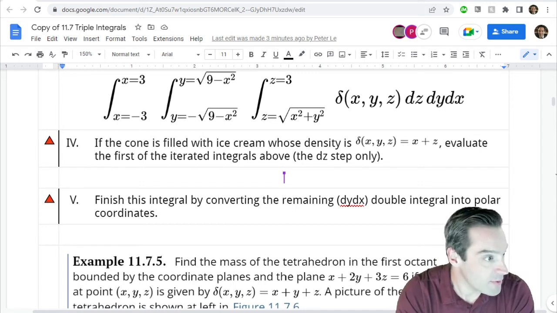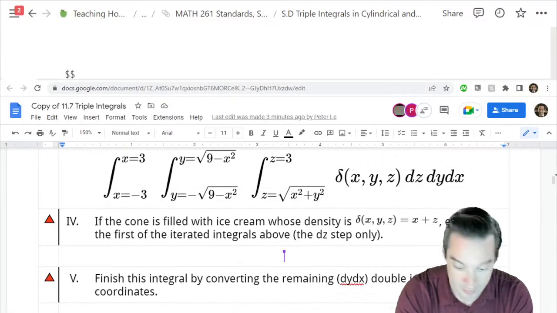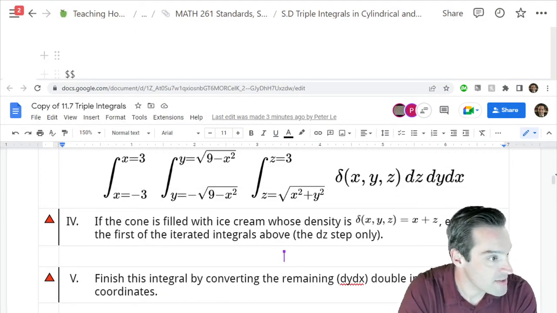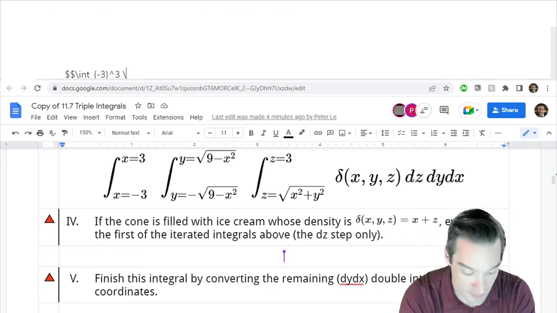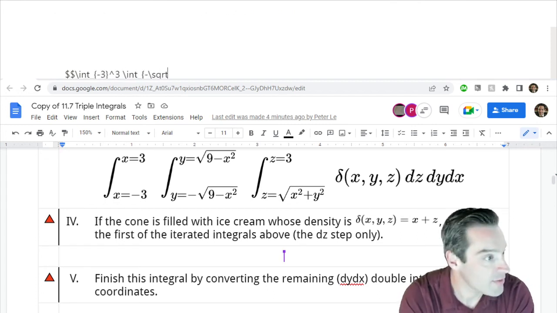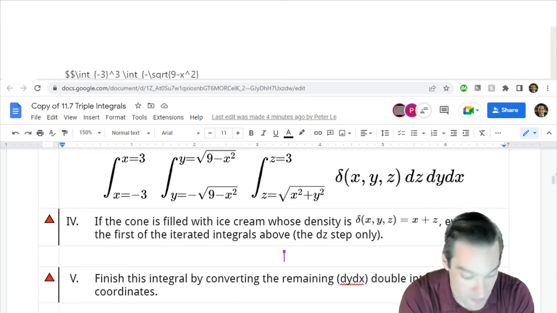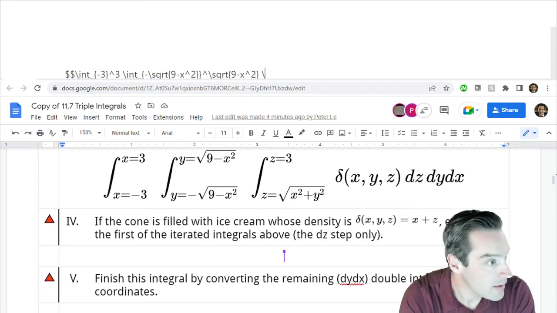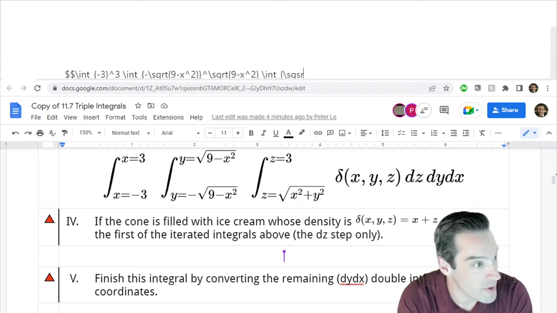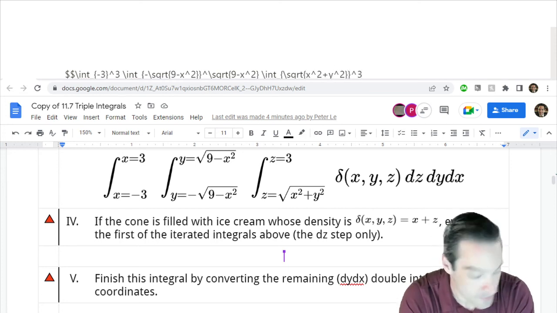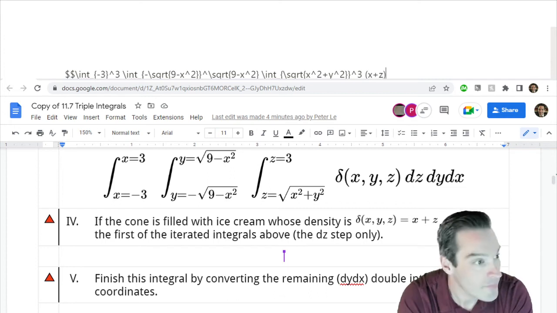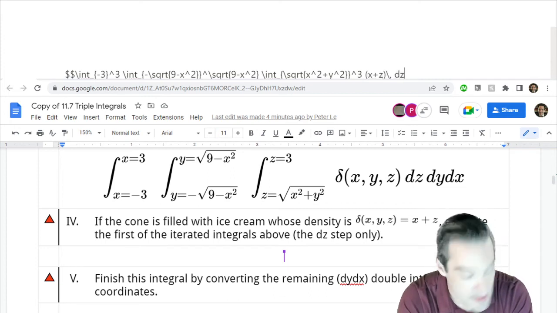So if what we're trying to do is find the triple integral of the function x plus z over these bounds, so x equals minus 3 to 3, y goes from minus the square root of 9 minus x squared to positive the square root of 9 minus x squared, and z goes from the square root of x squared plus y squared to 3, and our integrand is x plus z, and we're integrating dz, dy, dx.